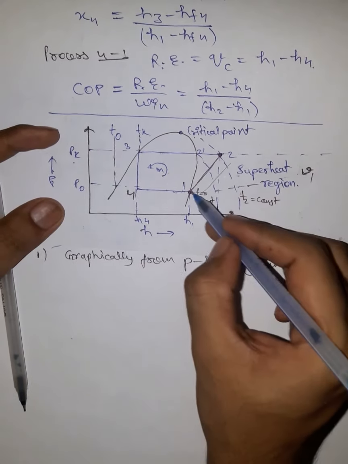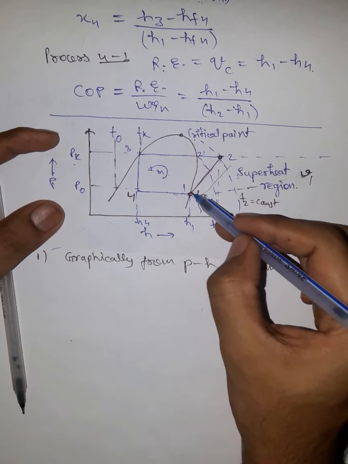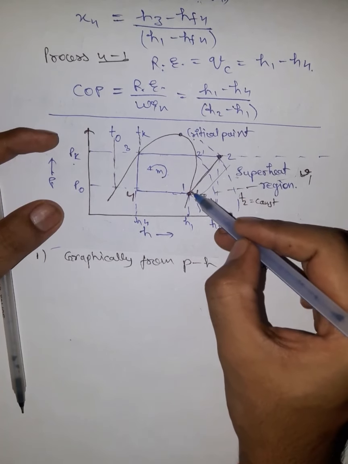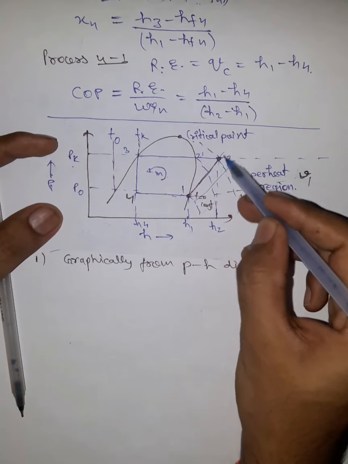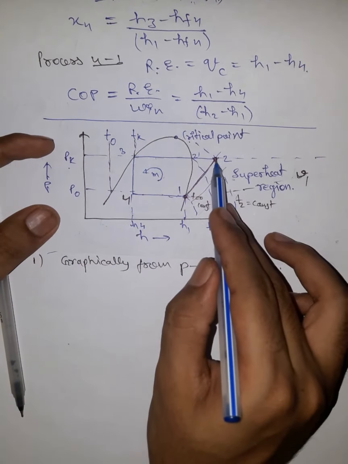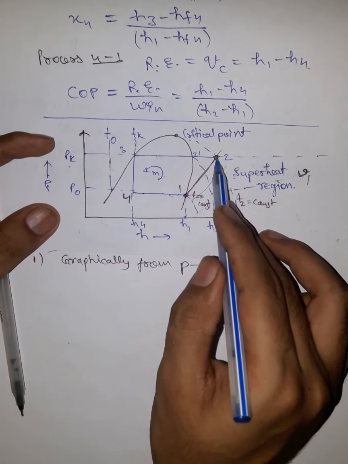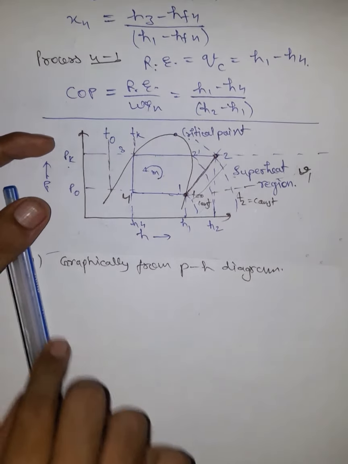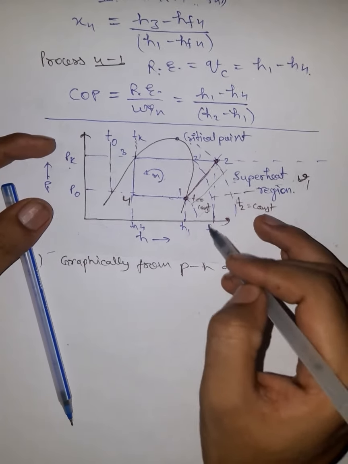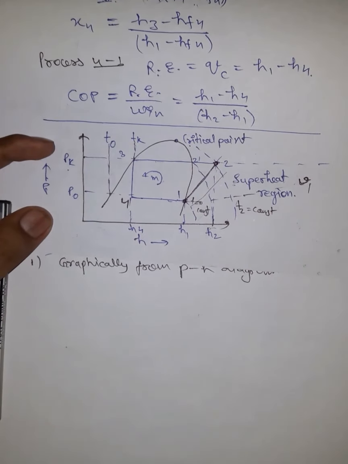We can determine the specific entropy at this point, and we can draw the constant entropy line, because S1 equals S2, which we already studied in the previous video. So we will draw the constant entropy line, and it will intersect at some point on this constant pressure line, that is condenser pressure Pk. At that point we would be getting the discharge temperature T2 by dropping this on the diagram. We will be getting the enthalpy also.